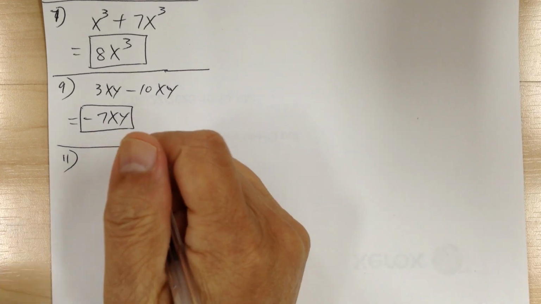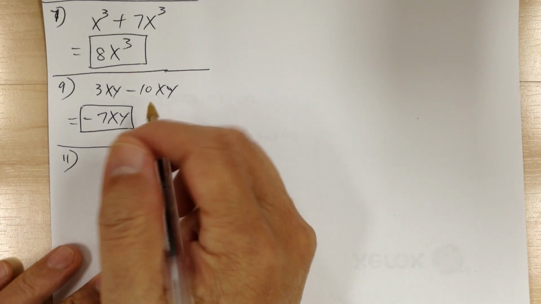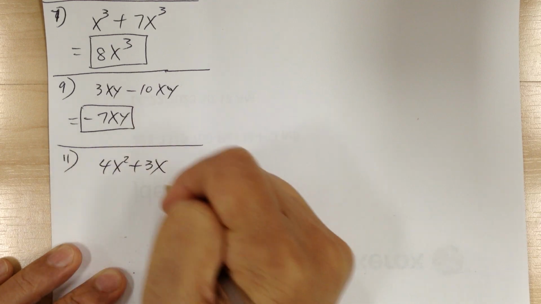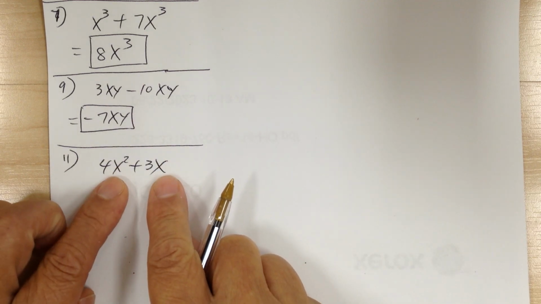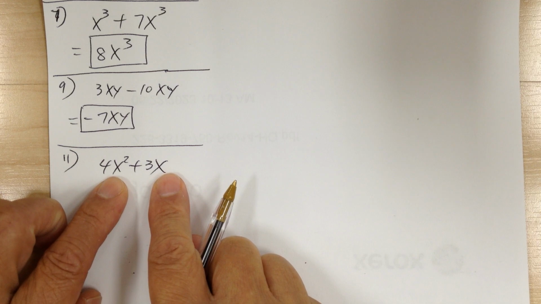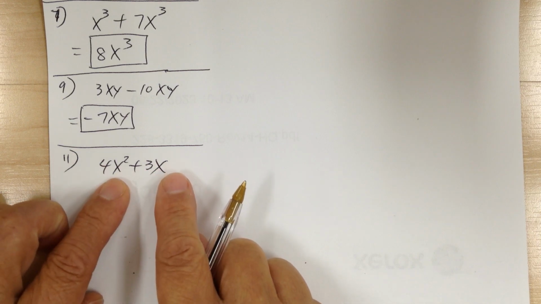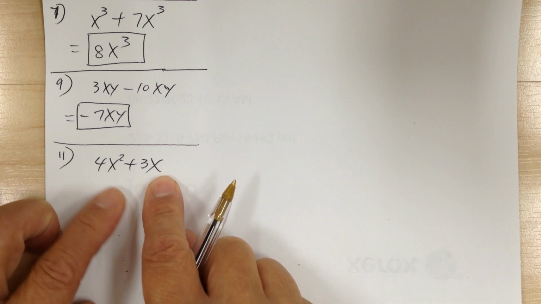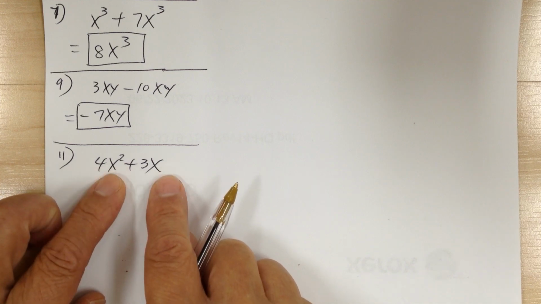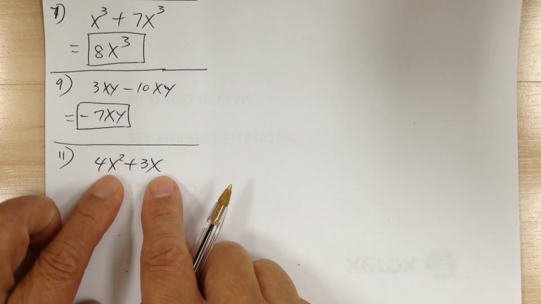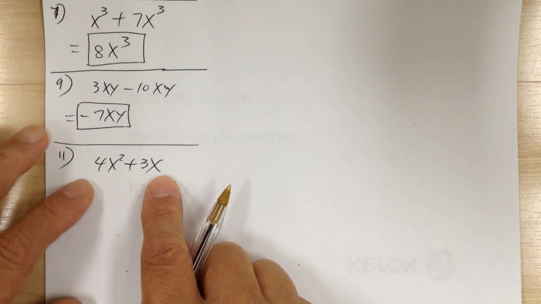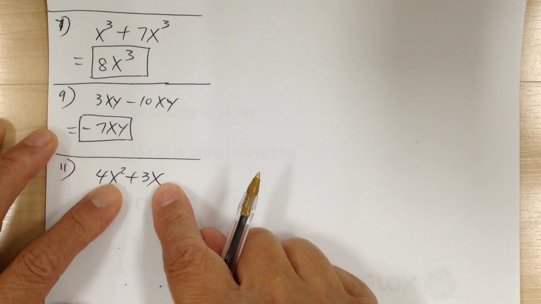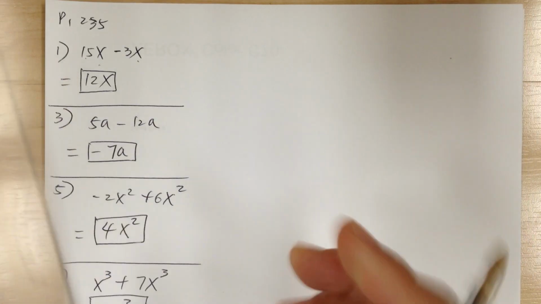Okay, 11. You got 4x squared plus 3x. This one, they are unlike terms because you got x squared and you got x, so they are not the same. It would be like apple and pineapple. They are similar, but they are not the same. So be careful with that. To be like terms, they have to be exactly the same.